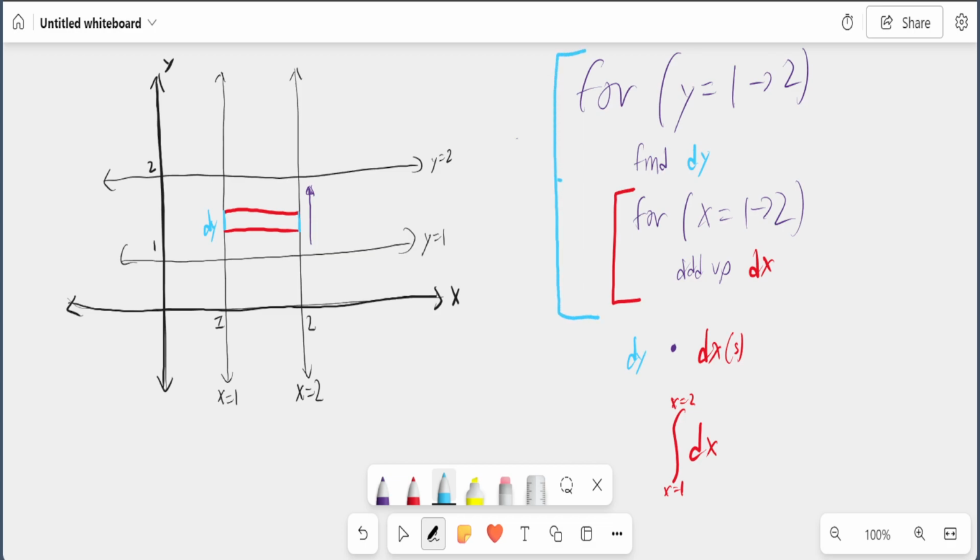right? I guess you can kind of think of it as this as well. So we do our outer for loop from y equals 1 to y equals 2. And does someone want to try give me a reason why this has to be on the inside? Why don't we just move this to the outside? We would still be multiplying by a dx and a dy.